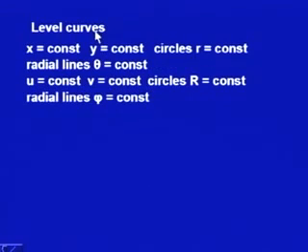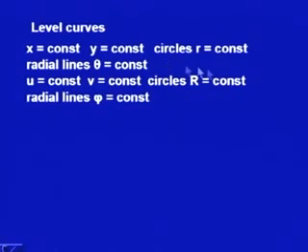Now, to describe this, we discuss level curves. So the level curves are x equal to constant, these are vertical lines, and y equal to constant, horizontal lines. How will these lines map to the w plane under the given transformation? Also, circles r equal to constant in the z plane, how do they map to the w plane, and radial lines passing through the origin, how do they map to the w plane.